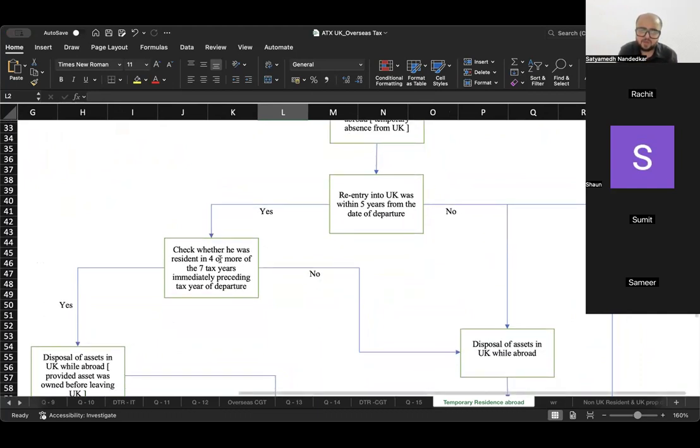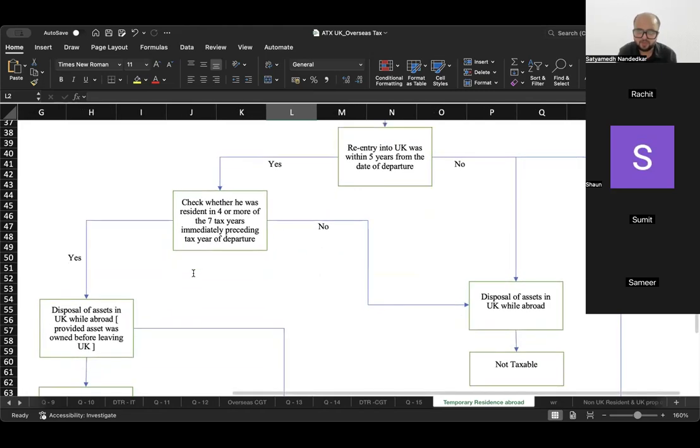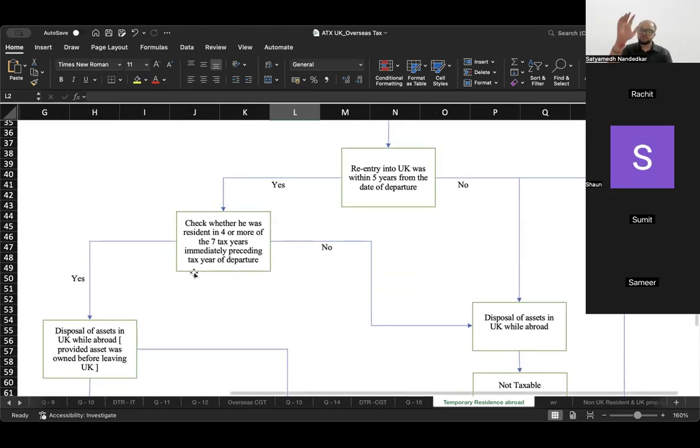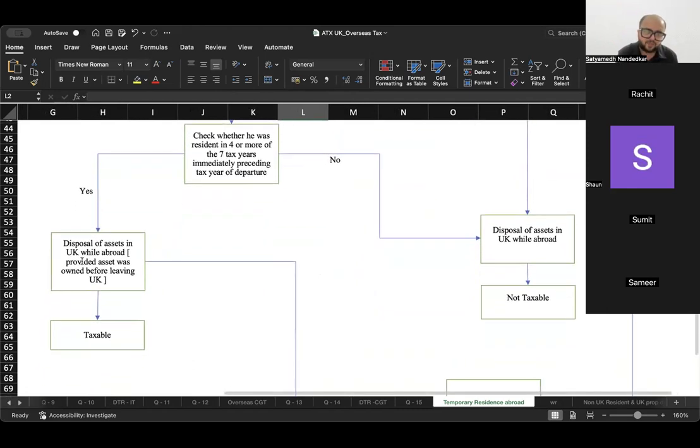then check whether he was resident in 4 or more of the 7 tax years immediately preceding the tax year of departure. ठीक है. So there is a person who is not resident in the UK, but he comes back to the UK within 5 years from the date of his leaving the UK. Then you should check whether he was resident in 4 or more of the 7 tax years immediately preceding the year of departure. If the answer to that is yes, then disposal of assets in UK while you were abroad will be taxable. ठीक है.